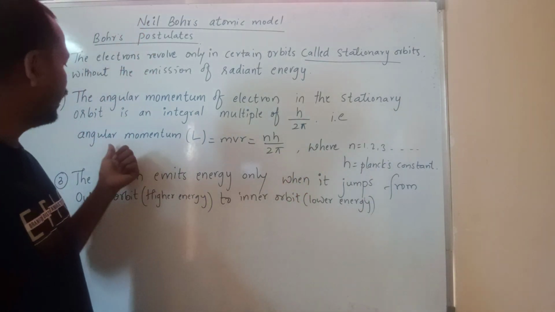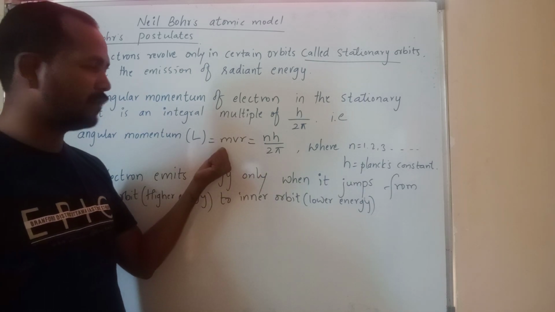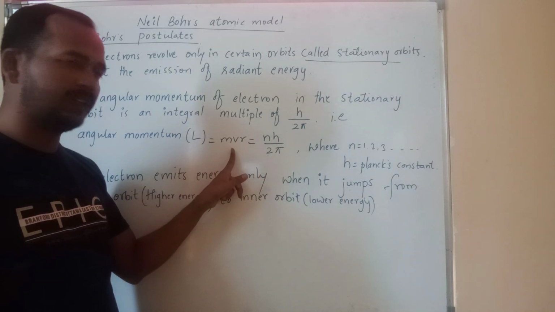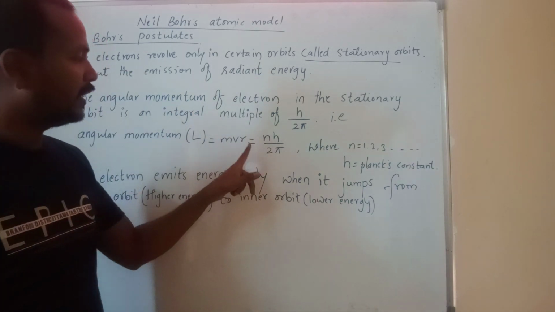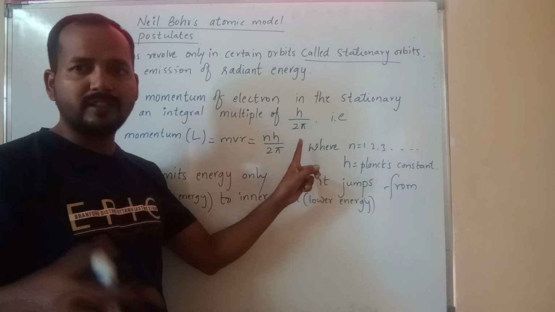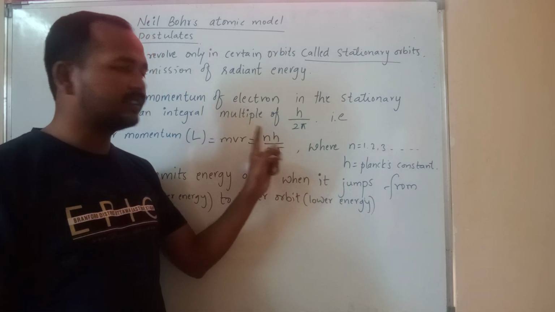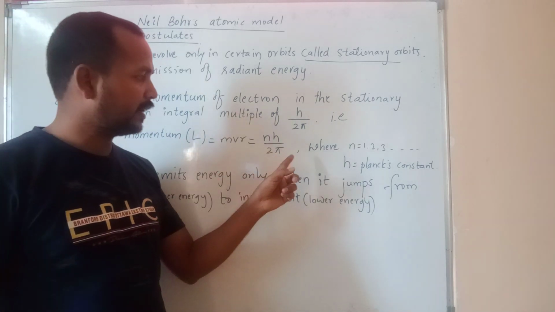That is, angular momentum can be given by L, which is equal to mvr. m is the mass of an electron, v is the velocity of an electron, r is the radius of the orbit, and this is equal to n into h by 2 pi, where n is an integer, first orbit, second orbit or third orbit, and h is Planck's constant, 2 pi is one complete circle, right?